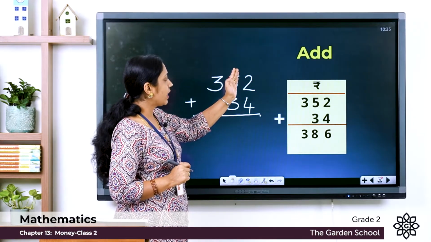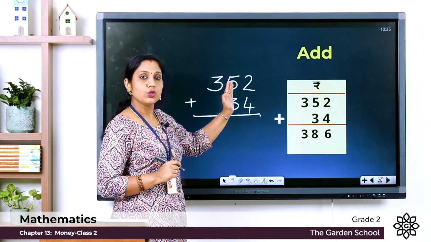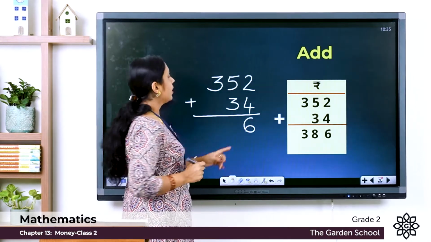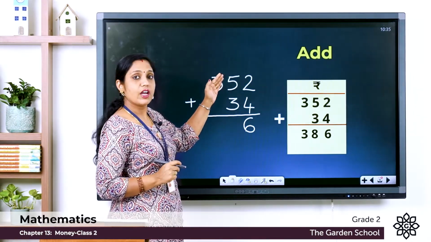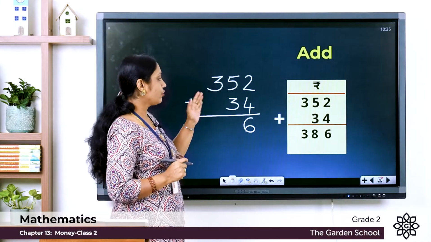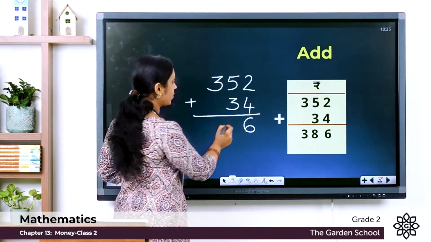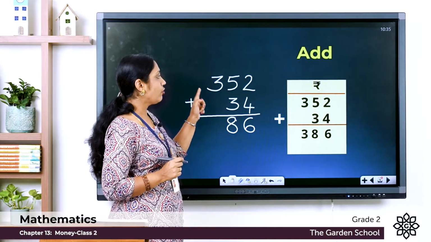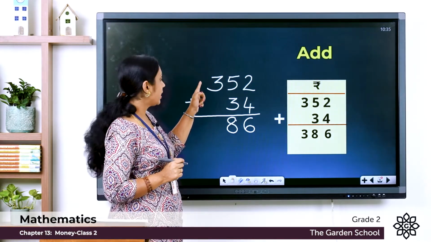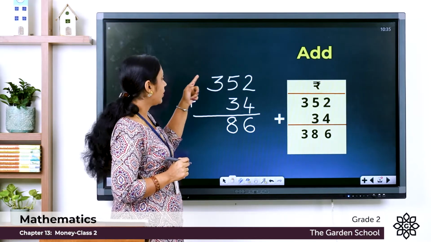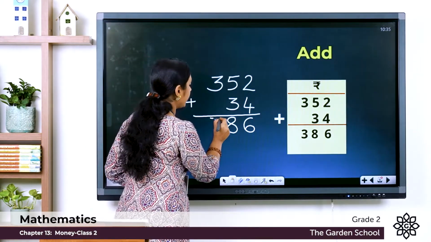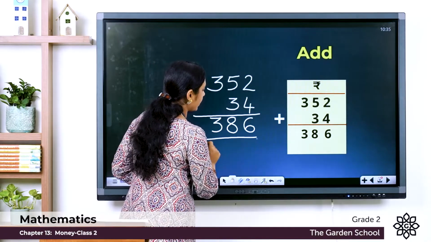In the ones place we have 2 plus 4. 2 plus 4 is 6. Let's write it. Now in the tens place we have 5 plus 3. So 5 plus 3 is 8. Let's write that. Now moving on to the hundreds place, we have only one number, that is 3. So we'll write that here in the answer. So it becomes 386.